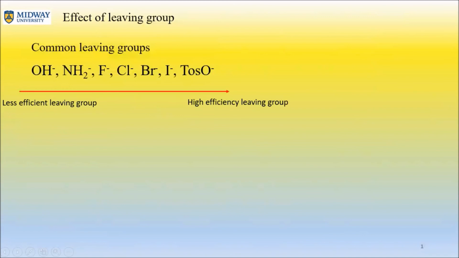So what I have done here is list the less efficient leaving groups versus the highly efficient leaving groups. As you go from OH all the way to TosO, when each of these is attached to a substrate, if it is TosO, that means it has a higher chance to leave quickly when it sees a nucleophile coming in. These have to leave.